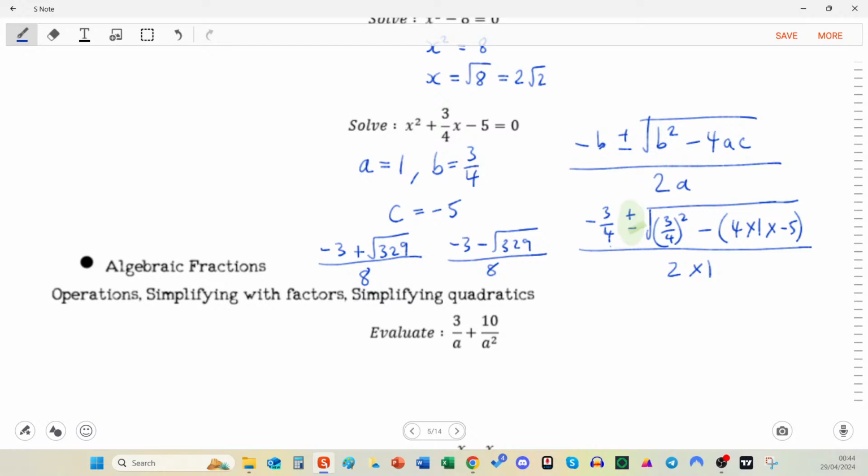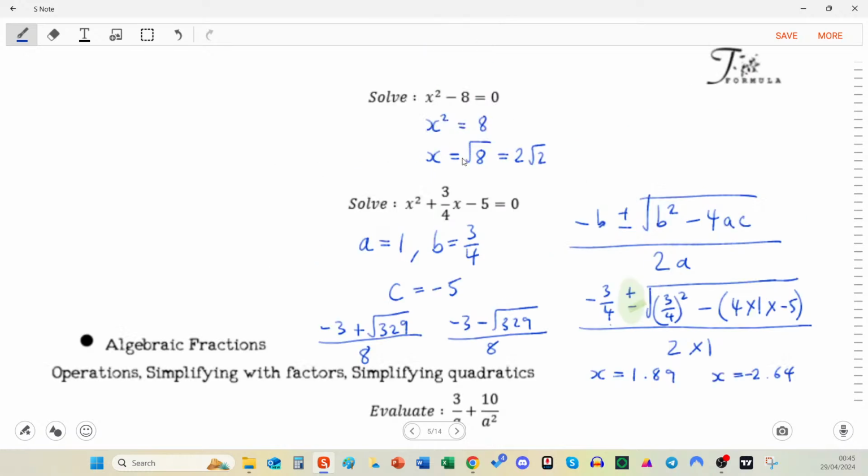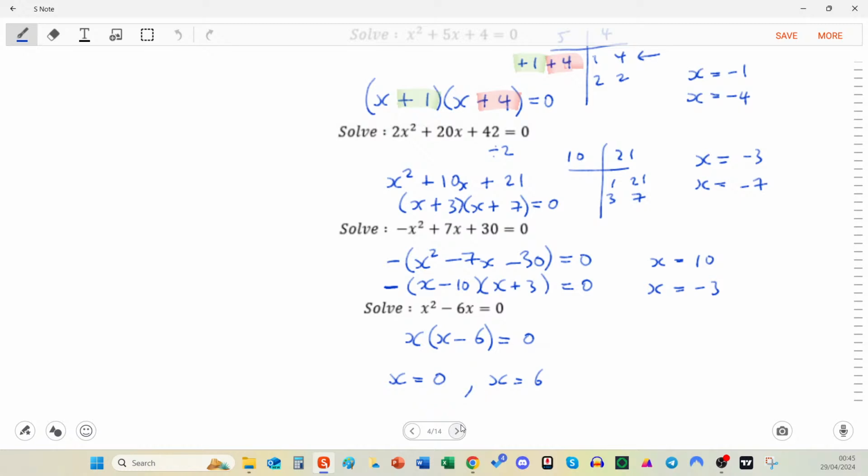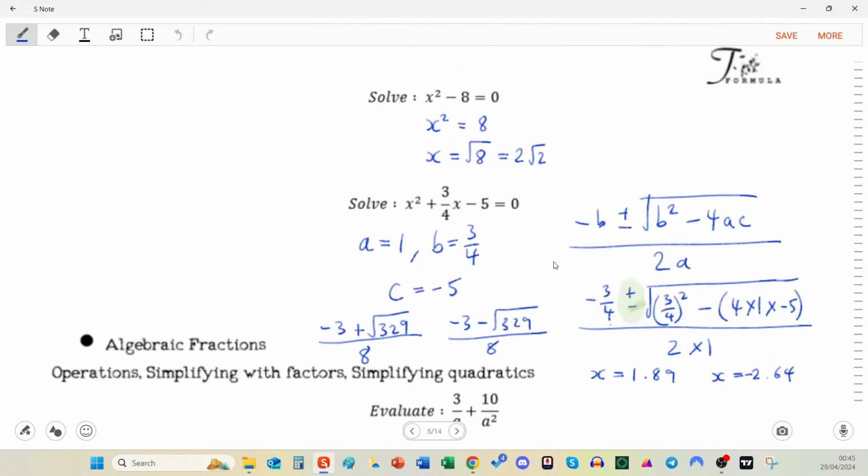Question being, what are those as decimals? It might make it a little bit easier. x equals 1.89. And for the second one, x equals negative 2.64. I think what I wanted to get across with this question is that when you have quadratics, there are definitely different ways of solving each one. We've gone through most of the important ones here, and when it comes to this particular one, none of them are really going to work. The last resort is the quadratic formula.